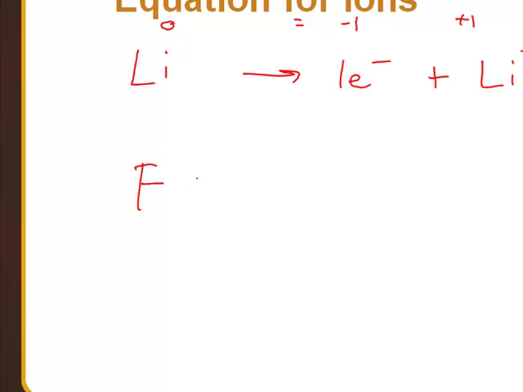If I look at fluorine, fluorine gains an electron. So we add an electron to fluorine, and it gives us the fluoride ion, which we brush our teeth with. 0 plus negative 1 does equal negative 1.